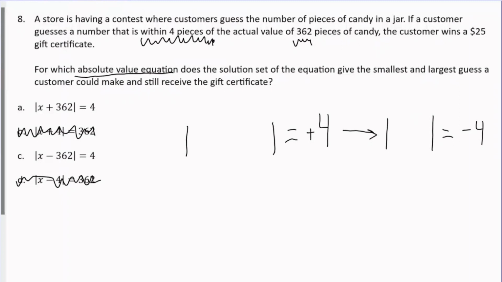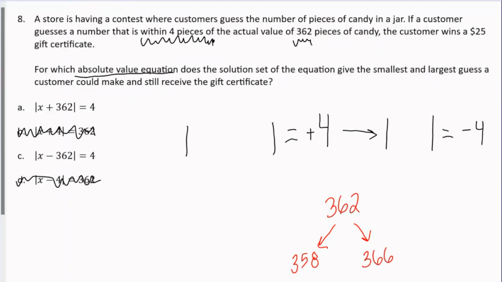All right, from here, we're going to look at what are the possible numbers of candies that she can have. Well, we know there's 362 in the jar. We know we can take 4 away. They can be 4 less, which would give us 358. Or they can be over by 4, 366. So these are the 2 options.